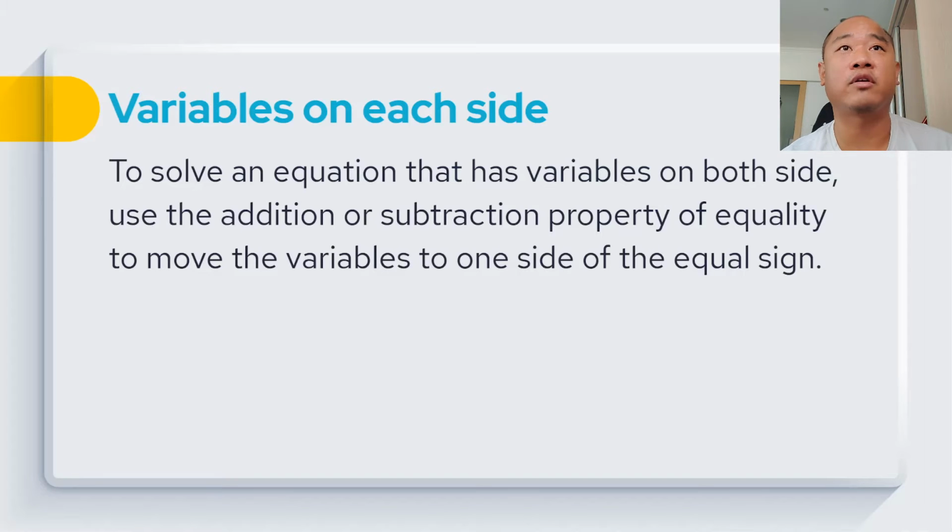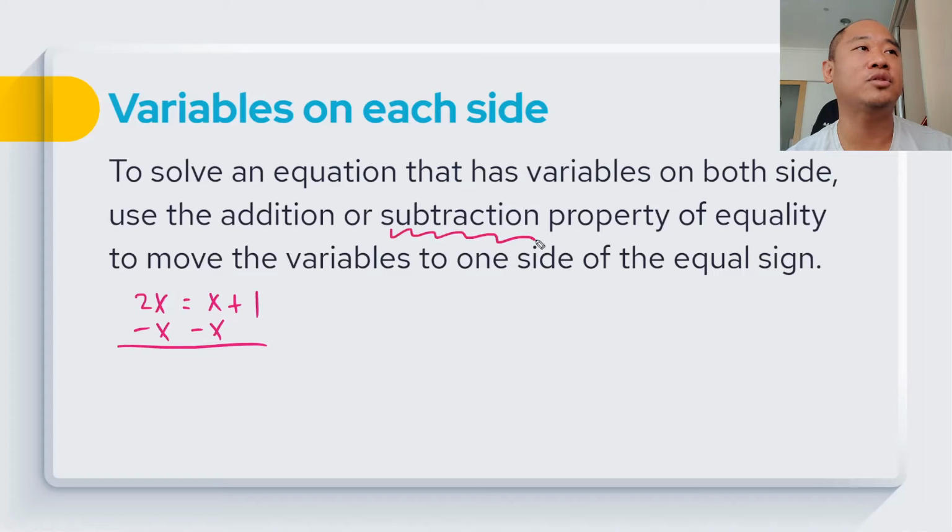To solve an equation that has a variable on both sides, use the addition or subtraction property of equality to move the variable to one side of the equal sign. For example, if I had 2x equals x plus 1, then I can subtract x on both sides, right? This is the subtraction property of equality. As long as you subtract by the same thing on both sides of the equal sign, then both sides of the equal sign remain equal. So x equals 1. Boom. Okay.